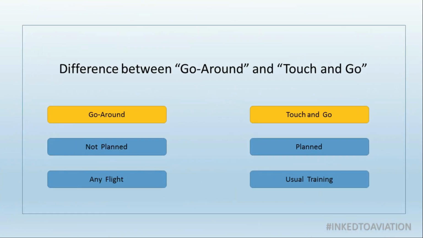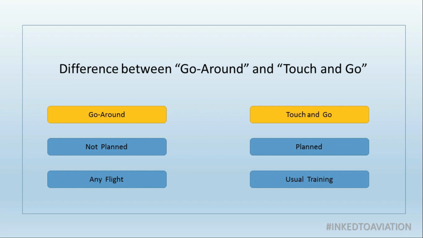Now let's understand the differences between a go around and touch and go. Go around, as you see, is not a planned event. You're coming in for a smooth landing, your approach is fine, but then due to certain circumstances which we're going to discuss further in the video, you perform a go around. So it's not a planned event.